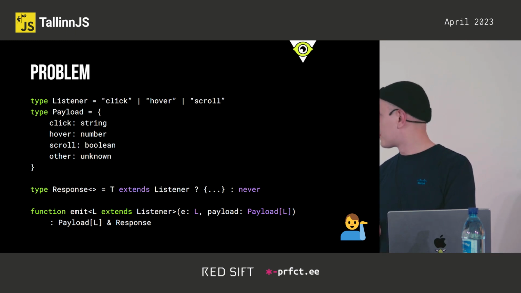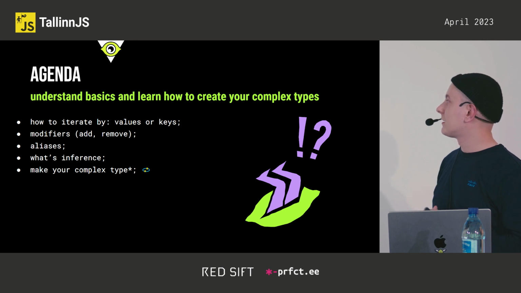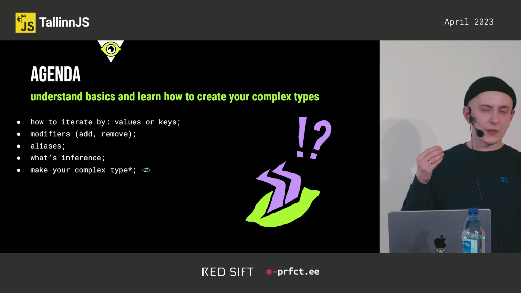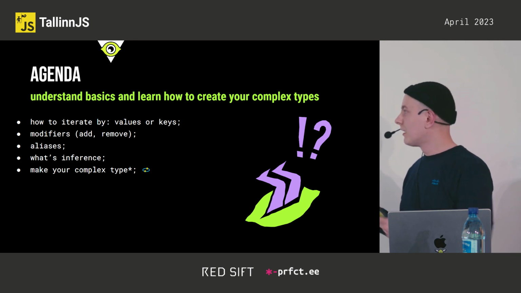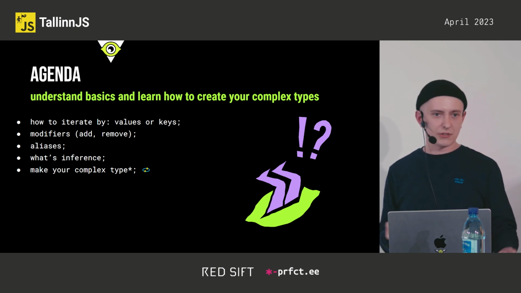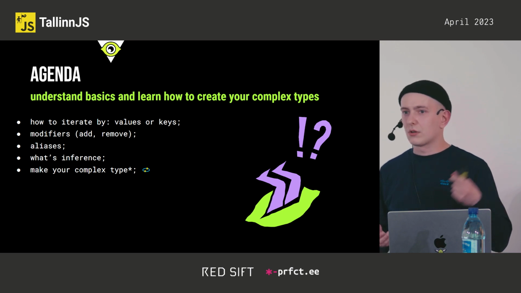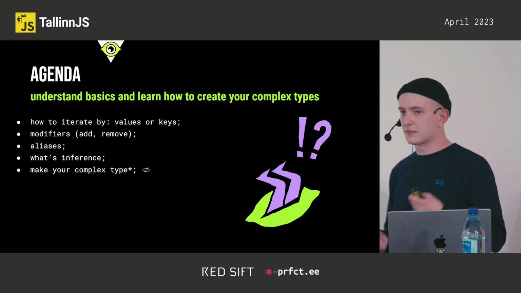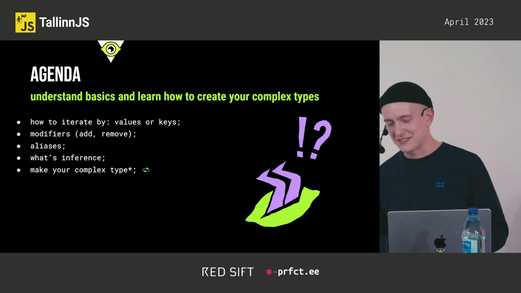And before we go to our examples, let me tell you what exactly is going to be described here. First of all, I'm going to translate some TypeScript definitions to pure JavaScript stuff. For example, how to iterate in TypeScript on the type level, by key, by values, how to add modifiers, aliases, how to infer your type, and in the final cake, make our complex type.